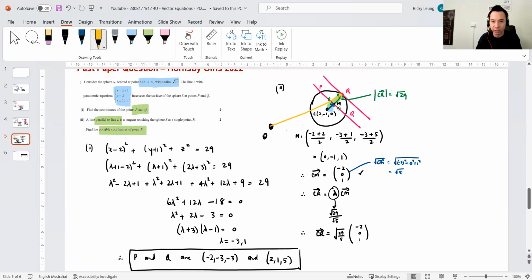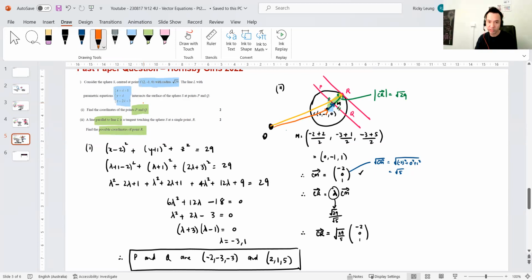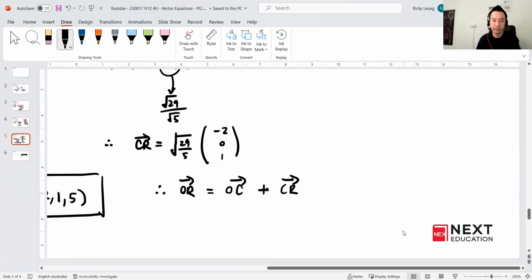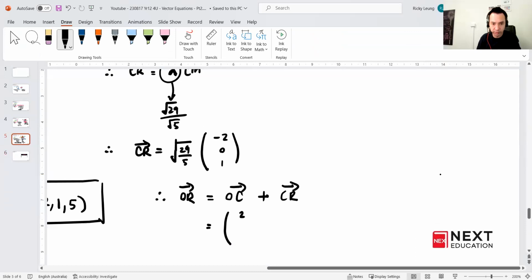So how do I do that? I've got green. I've got orange. You see, so orange plus green is yellow. So then to get yellow, I just add it with orange, right? So I guess what I'm trying to say is therefore, OR as a vector, which is what the yellow is, equals OC, which is the orange, plus CR. So let's finish this off, guys. So I got OC. OC is the center. What was the center? Got memory like a fish. 2, -1, 0. 2, -1, 0. And then plus this root 29 on 5 times -2, 0, 1.